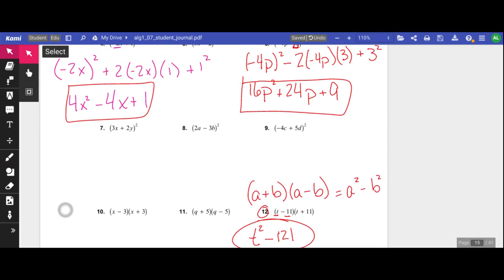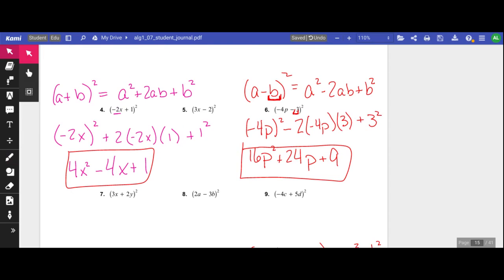Again, I know for some people this special rule is a little confusing. If it's confusing, again, just write it out as the 2 different binomials and FOIL it out.